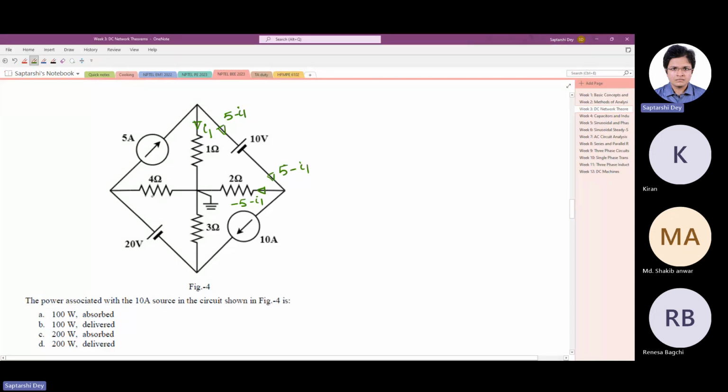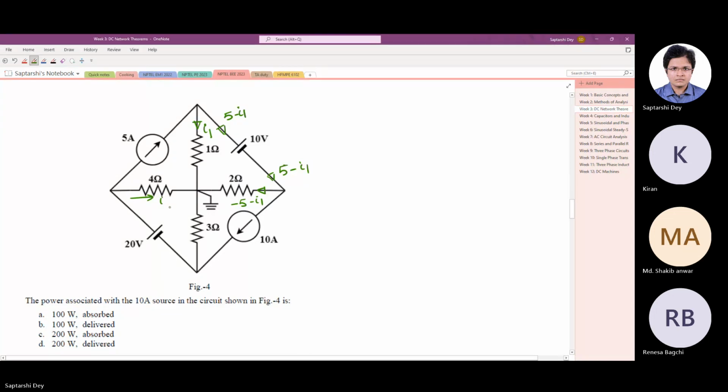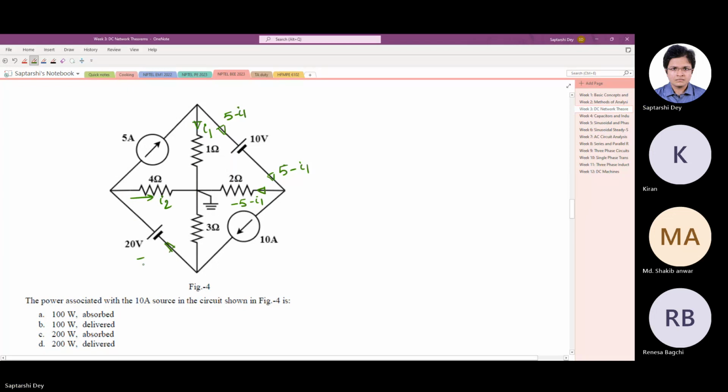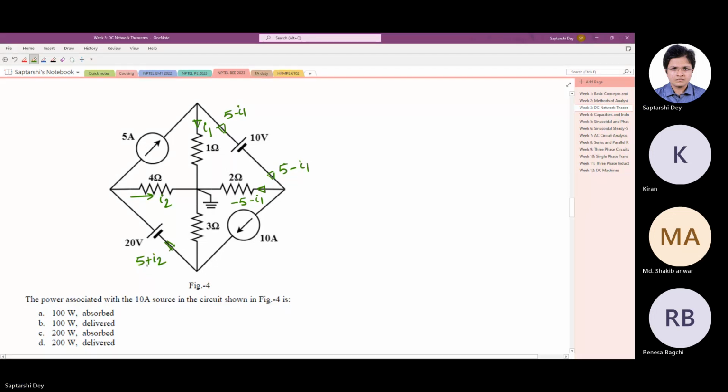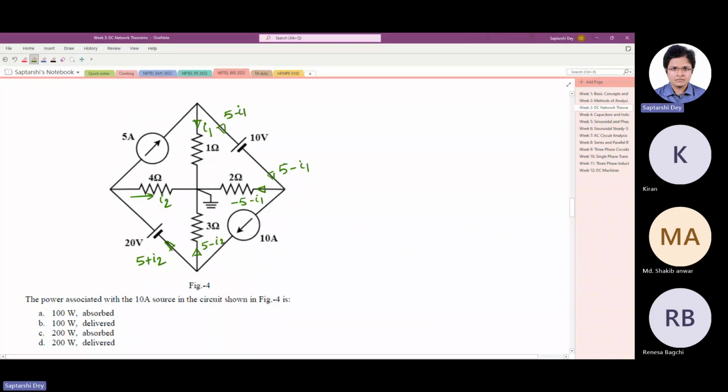And what else we have? Let us say this is I2. So 5 goes this way, I2 goes this way, so this must be 5 plus I2. So 10 was coming, 5 plus I2 goes this way, so this must be 5 minus I2. Is it correct till now?